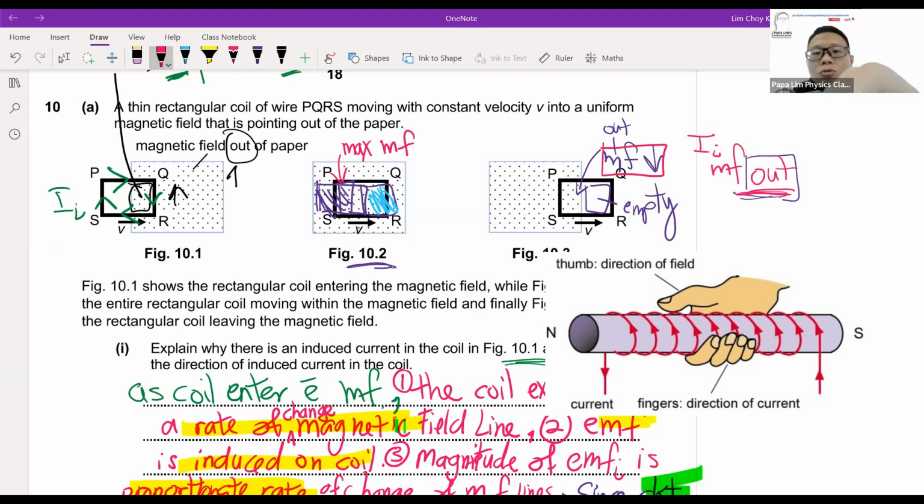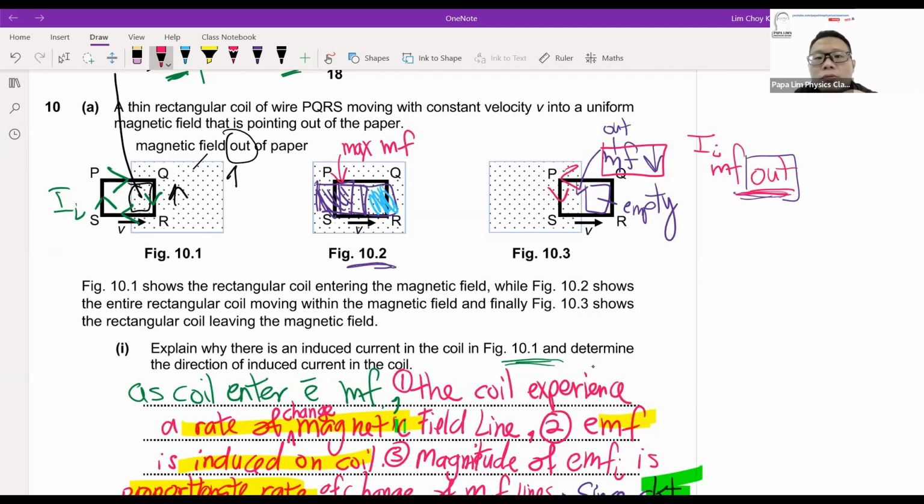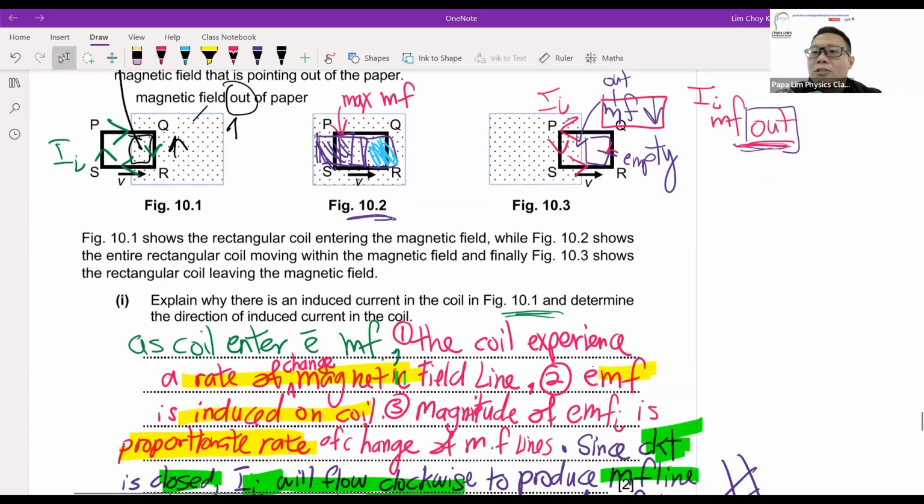So the induced current should flow this way. If you look at your Maxwell right hand grip rule, you will find that the induced current must flow in the anti-clockwise direction, so that the field reduces the decrease. Okay, so this is what you need to tell the marker, making use of Faraday and Lenz's law.